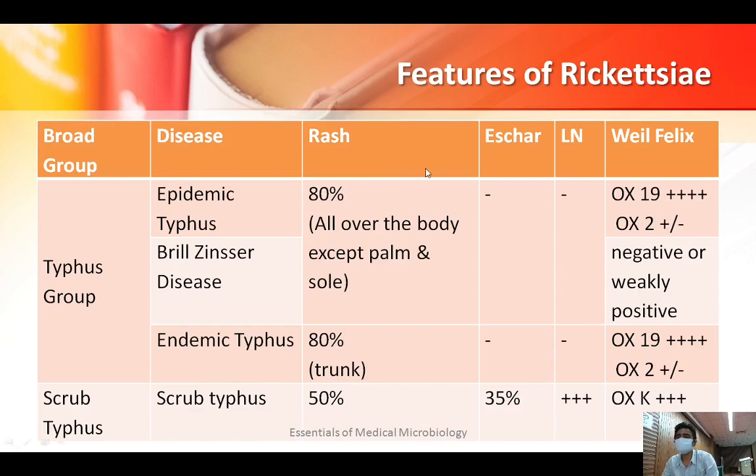Another very important thing is this eschar. Rashes, as I told you, please remember the typhus group and then scrub typhus. How many rashes? 80% of the people develop rashes except on the palms and the soles in case of epidemic typhus and Brill-Zinsser disease. In endemic typhus, 80% of the people have it on the trunk. In scrub typhus group also rashes are there.